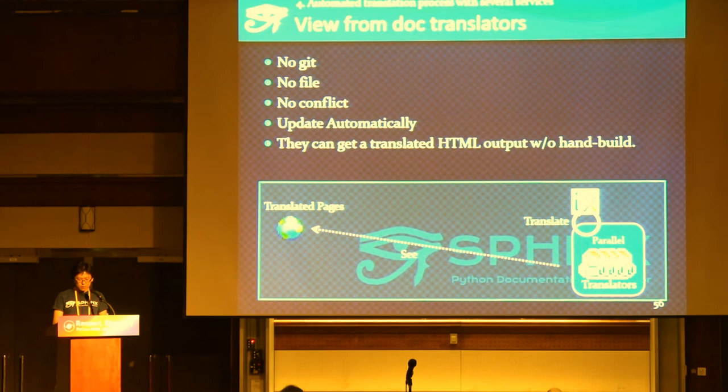The second is the point of view from doc translators. They can translate the document in parallel with no git, no files, no conflict. And translation sources are updated automatically. They can get a translated HTML output without a hand build. It means that the translation contributors can focus on the translation.